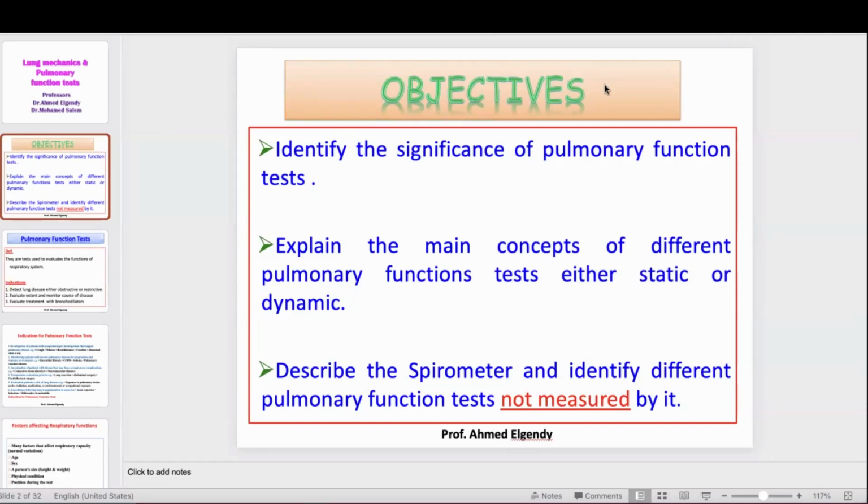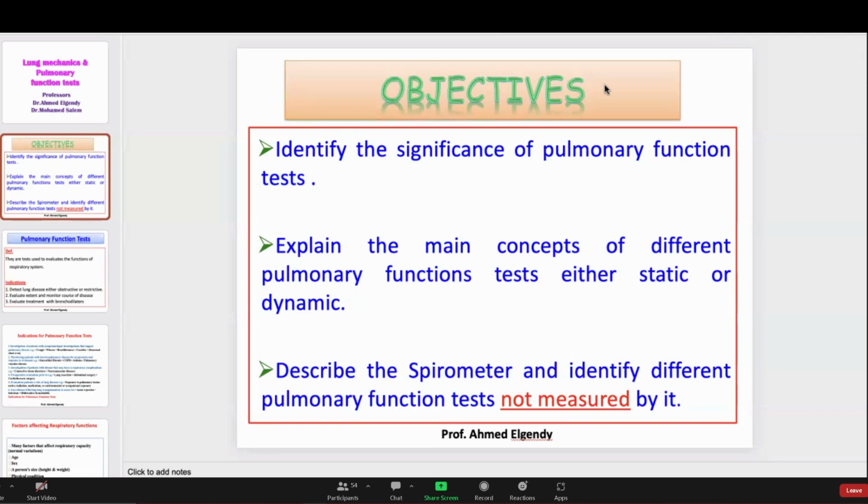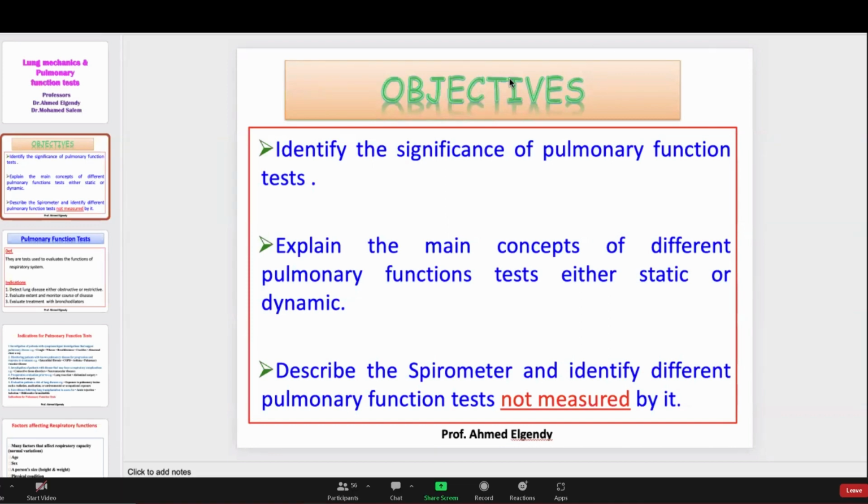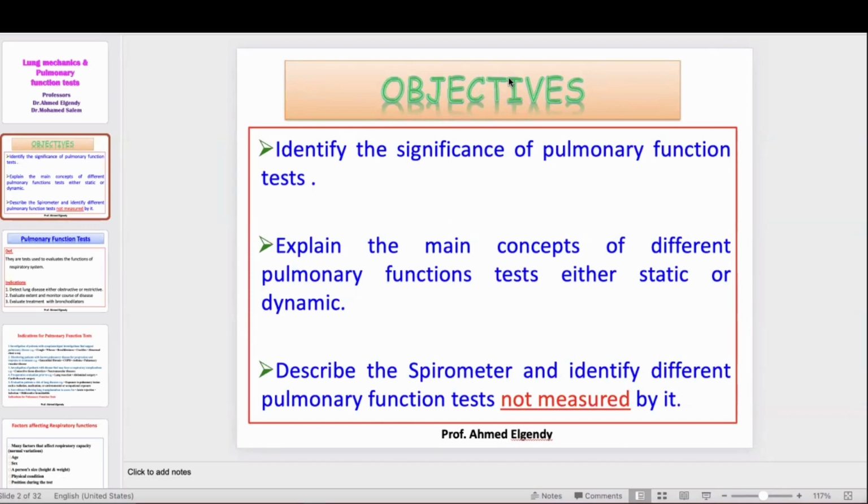All right. Bismillah. So good morning. Can you hear me clearly? Yes, we do. Yes, doctor.